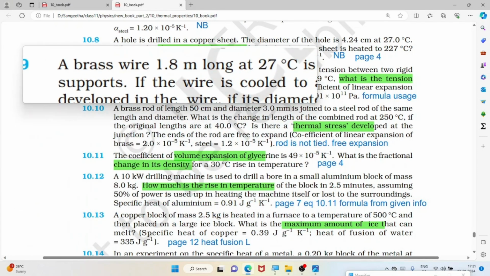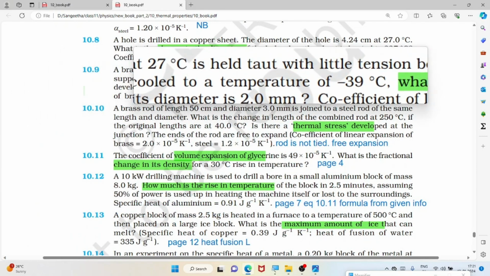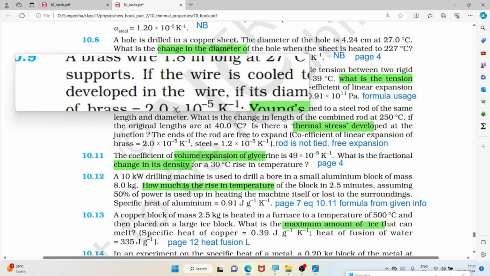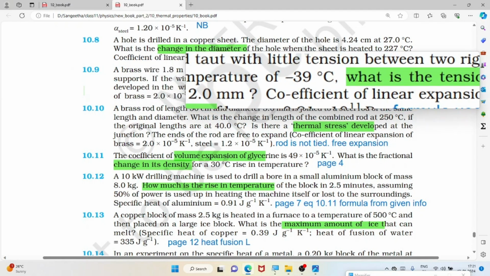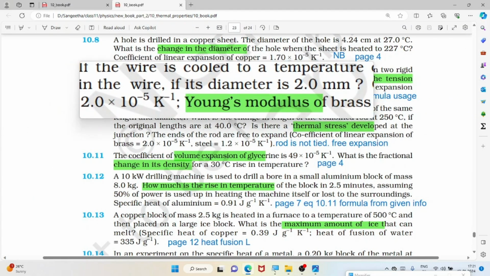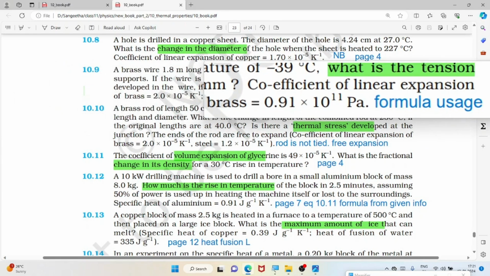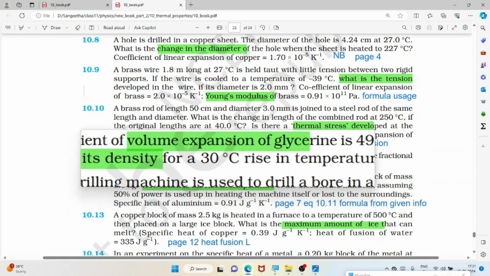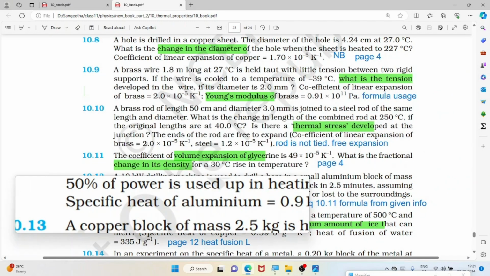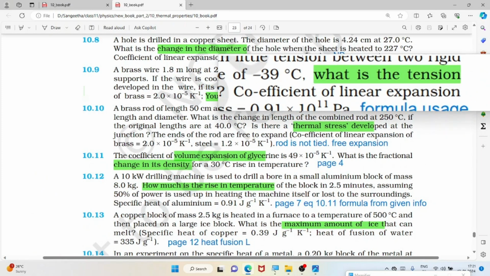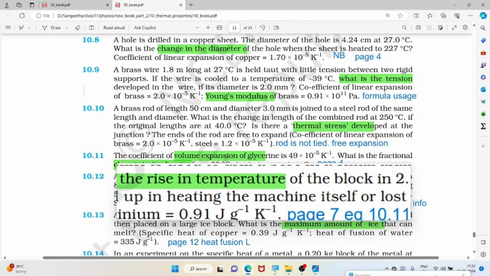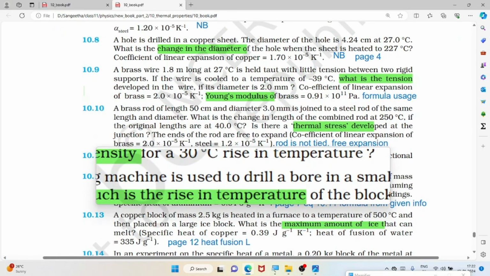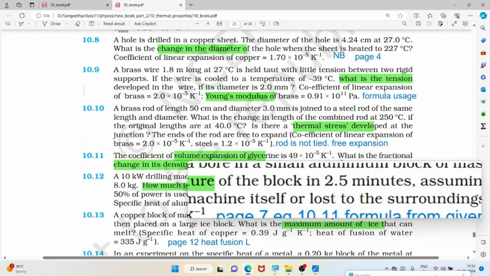A brass wire 1.8 meter long and 2.0 mm in diameter is held taut with tension between two rigid supports. If the wire is cooled to a temperature, then there will be a contraction. What is the tension developed in the wire? See here, based on this, Young's modulus also is given. They are asking for the tension, that is nothing but the force. So based on what is given and what they are asking, you should use that formula. Already you know Young's modulus is force by area divided by the strain, that is delta L by L. So we will use that formula.